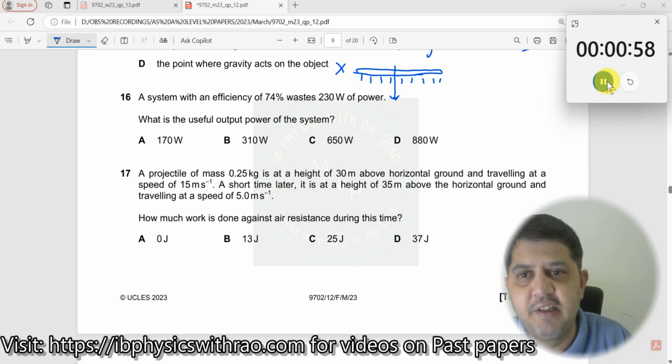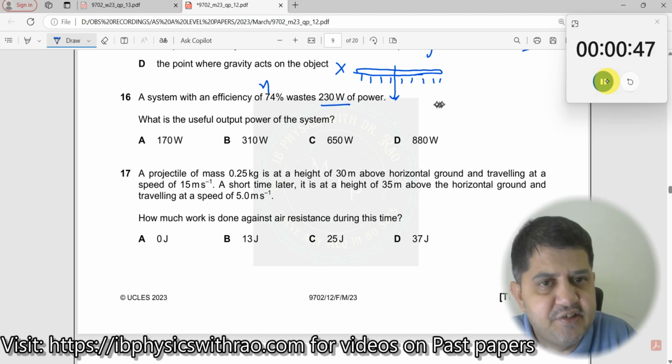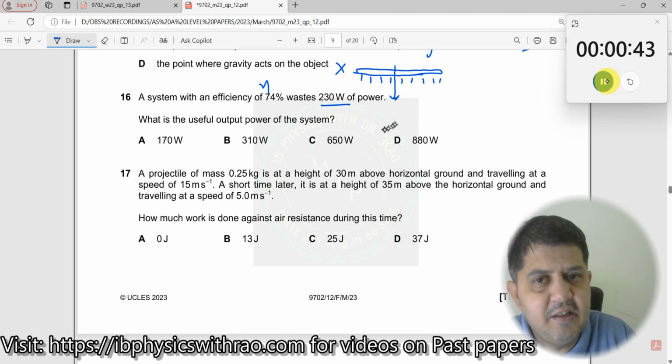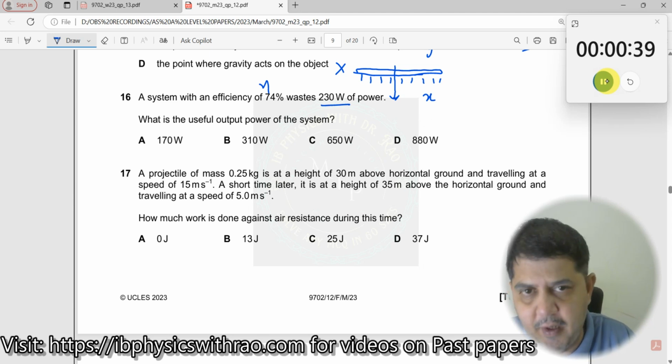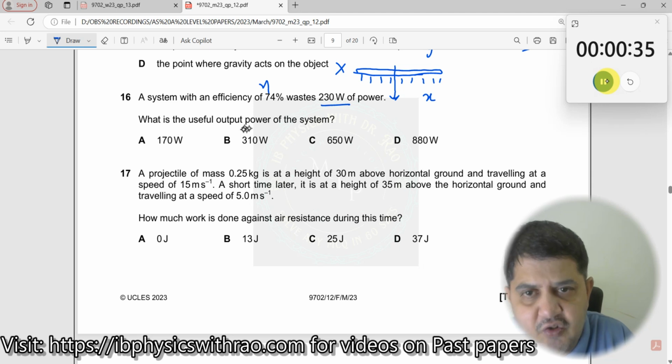Question number 16. A system with an efficiency of 74% wastes 230 watts of power. That means in the system 230 watts of power are being wasted, and there is some amount of power, X, that is useful power. What is the useful output power of the system? What is the useful output power?